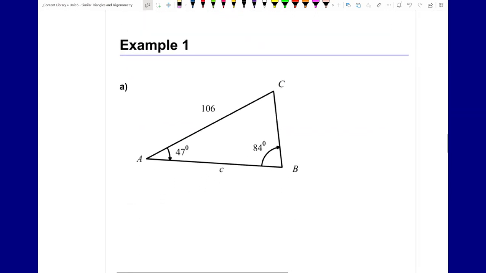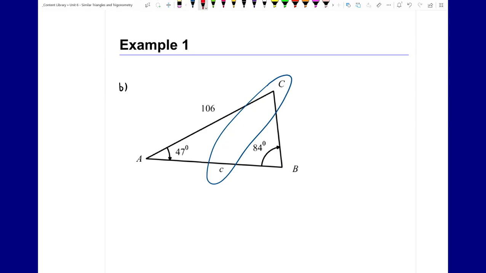Our next example, which is not A, it is B. Again, the same idea. We're looking for this missing indicated side length. So I need to use the pair of C. I need to use that pair for sure if I'm trying to find that side length.